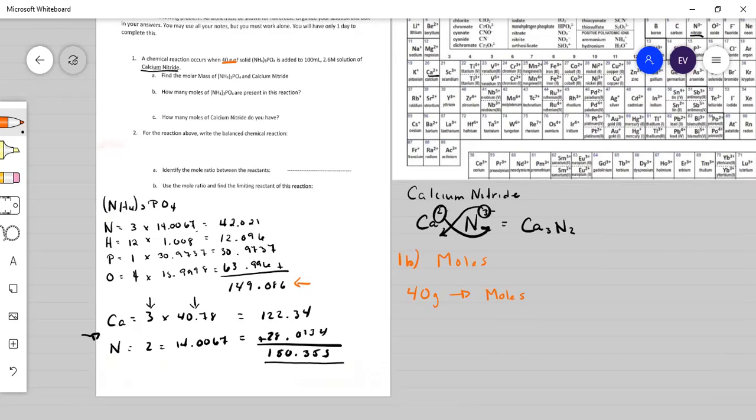How do I do that? Anytime I see the word grams, grams equals molar or atomic mass. Lucky for you, you already have it. It's here. So then all we've got to do is use that as a conversion. What this is telling you is that 1 mole of ammonium phosphate has a mass of 149.086 grams of ammonium phosphate.